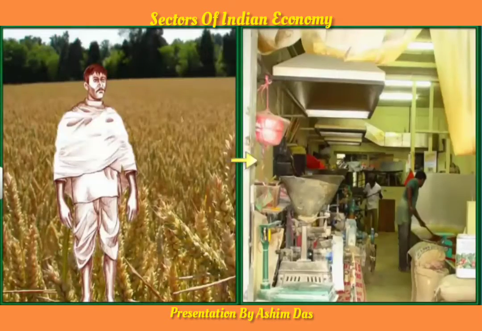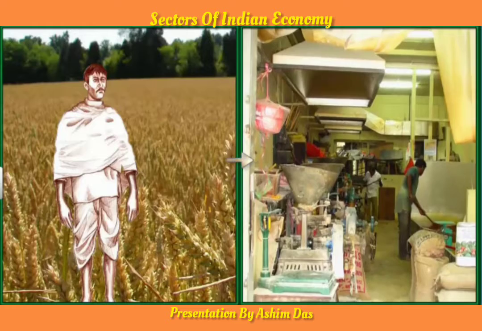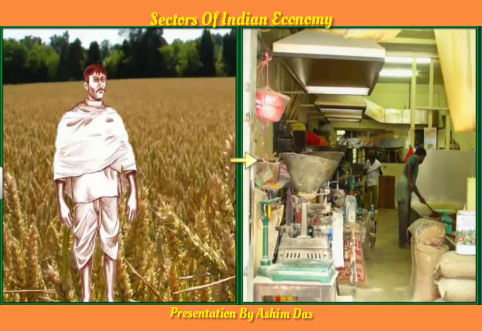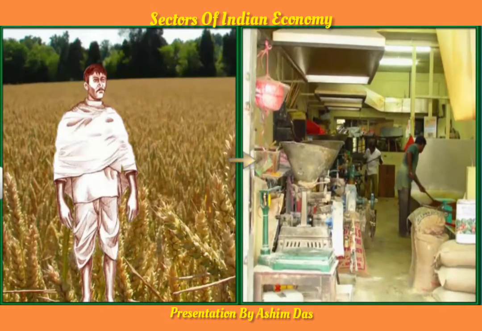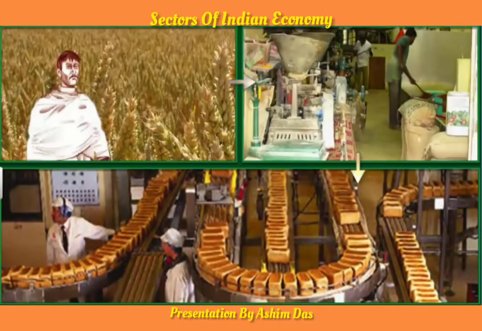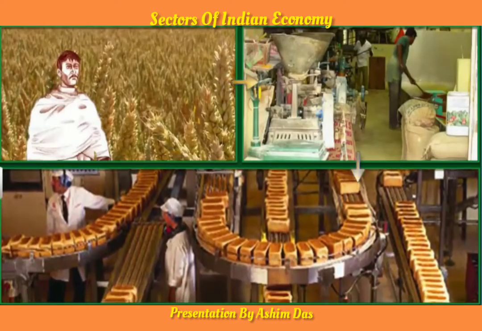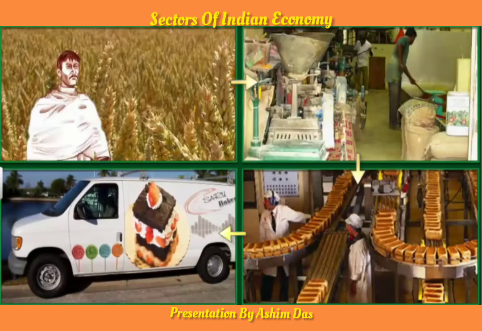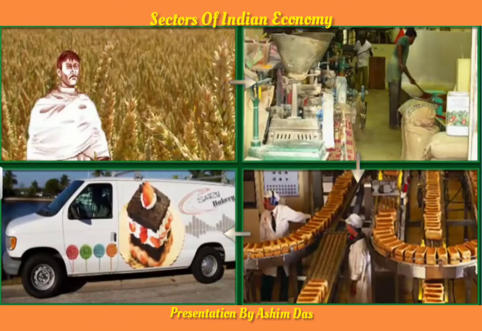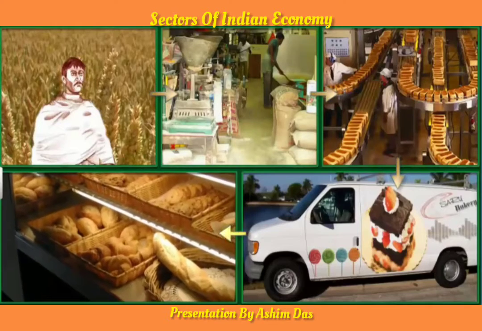The wheat produced by the farmer is ground and processed into flour at a flour mill. The flour is baked into bread in a bread factory. The bread is transported to shops in different parts of a city and reaches your neighborhood shop from where you can buy it.